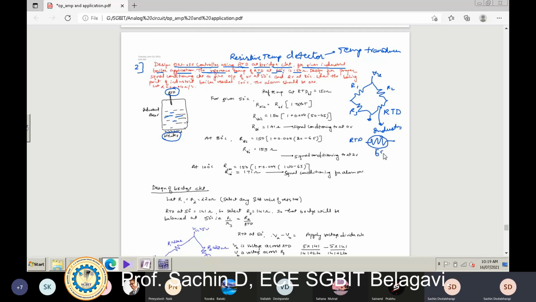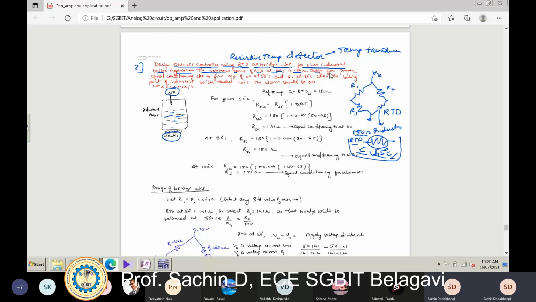Suppose it is sensing a temperature of 65 degrees centigrade. If I dip this RTD in water of 65 degrees centigrade, then the resistance of this RTD is 150 ohm. Getting it? If the resistive temperature detector is sensing 65 degrees centigrade, then the resistance at that temperature will be 150 ohm. Similarly, if the temperature changes, the resistance of this RTD will also change.